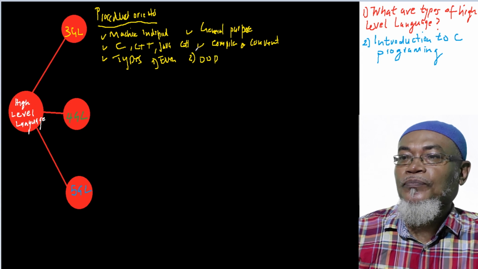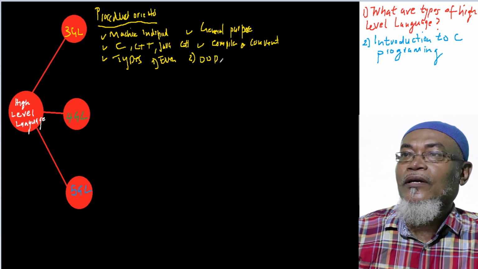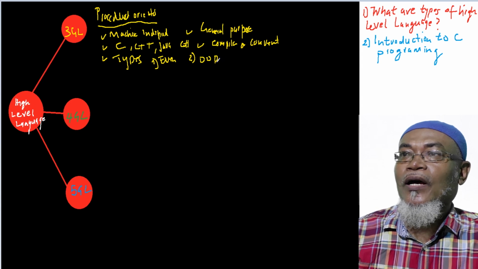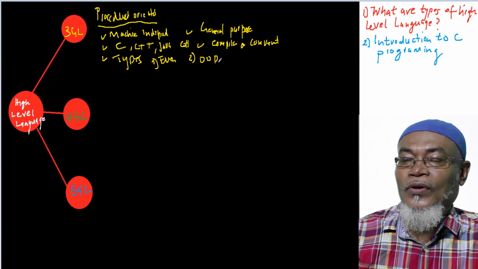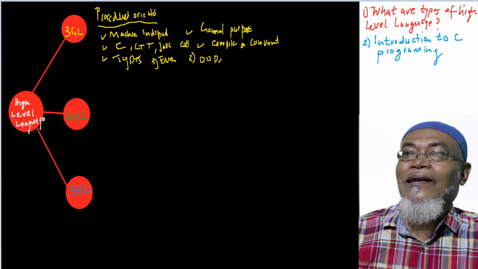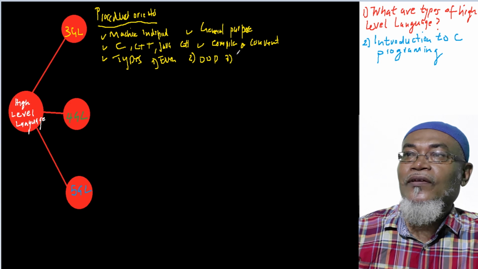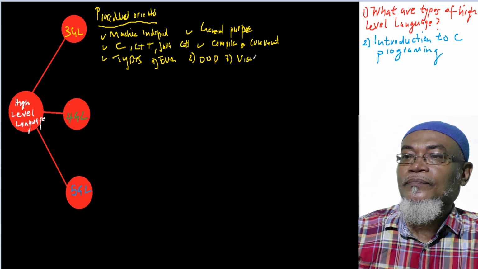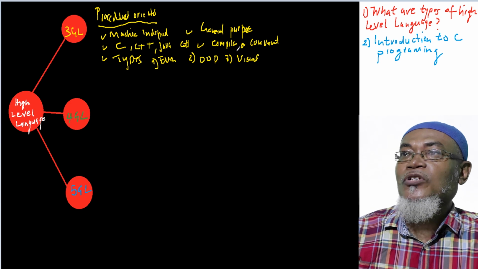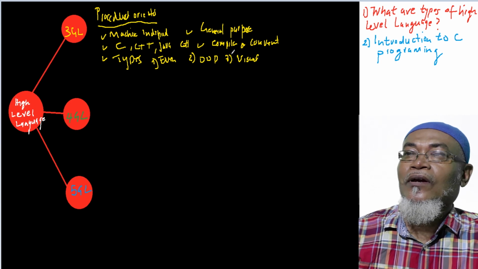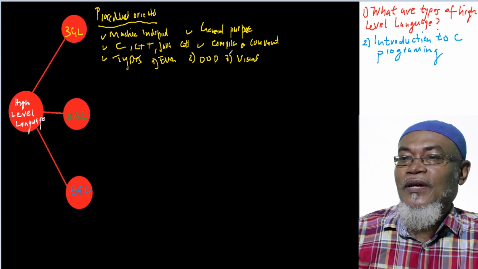Number 2 is object-oriented programming. Object-oriented programming uses the concept of objects and classes, whereby a programmer instantiates a particular object and manipulates it in different ways. So those are the types of 3G concepts. Number 3 is visual programming. For visual programming, there are different examples. This could be Visual Basic, even Java.